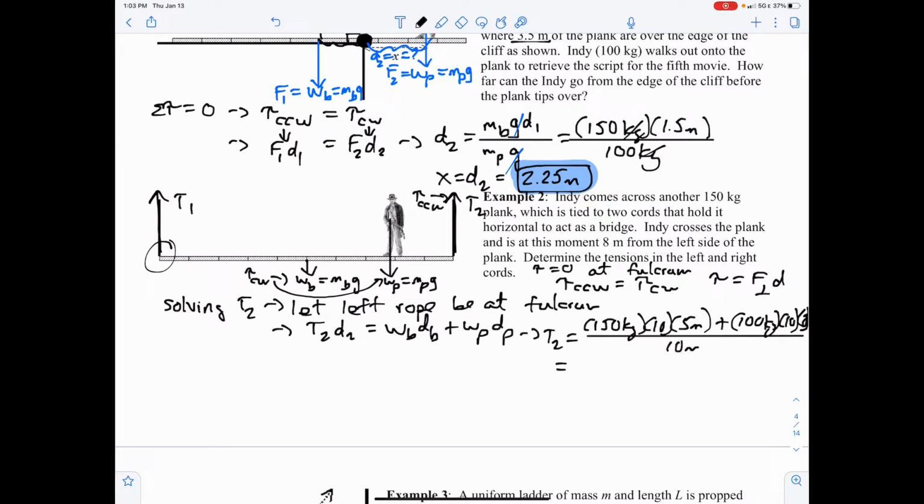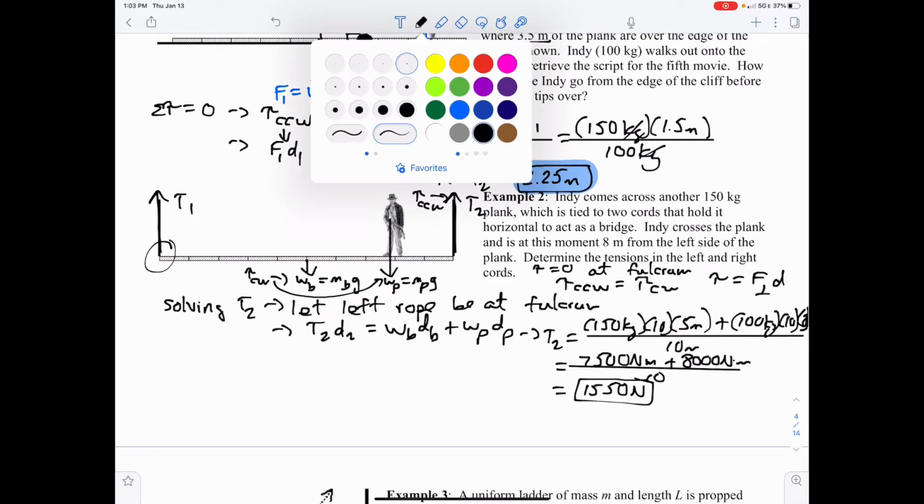Okay, so you have about 7,500 Newton meters plus about 8,000 Newton meters, all divided by 10. That would give us about 1,550 newtons on the right-hand side.